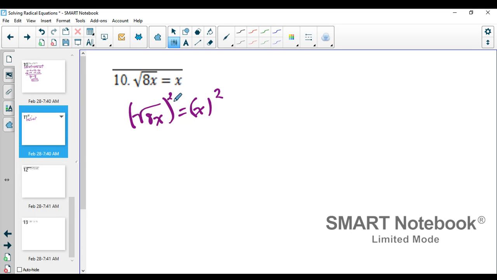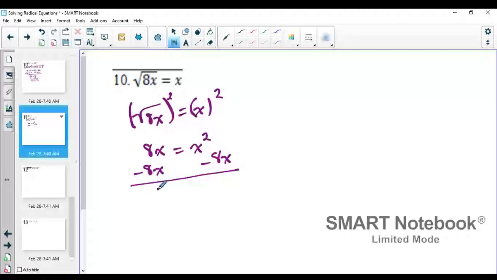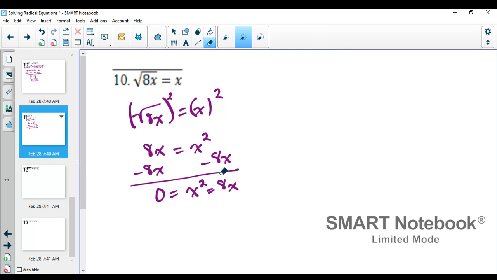So remember, over here, the square root and the squared cancel. So we have 8x equals x squared. Now, to solve this one, we need to get everything on the same side of the equal sign. So you're going to subtract the 8x over. And for about the millionth time this year, you cannot subtract x squared and x because they do not have the same exponent. So we have 0 equals x squared minus 8x.